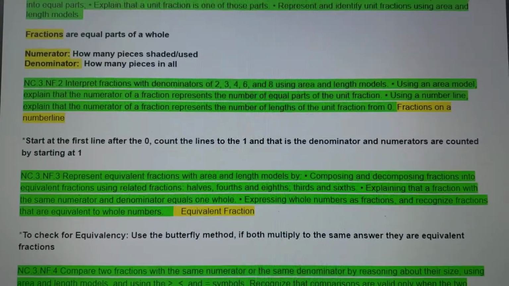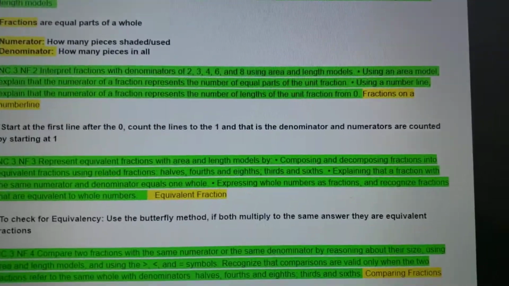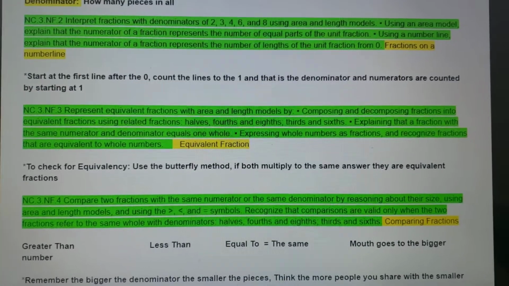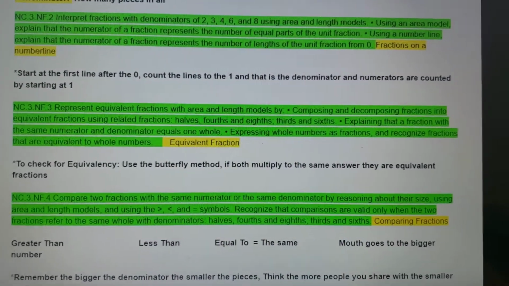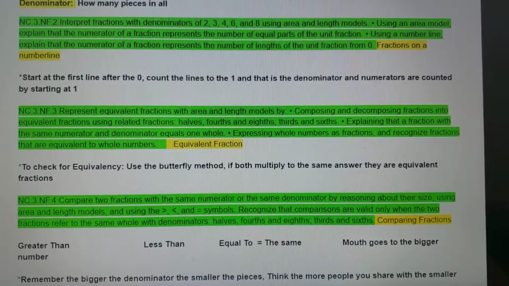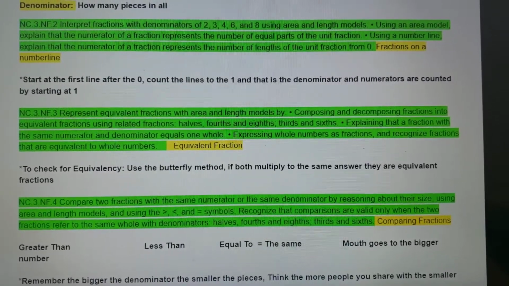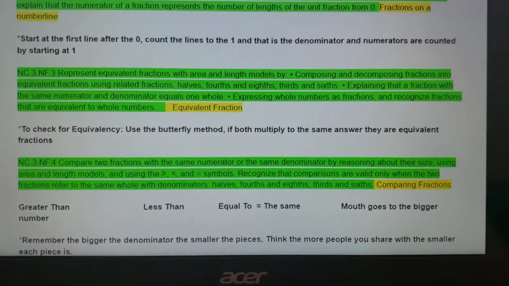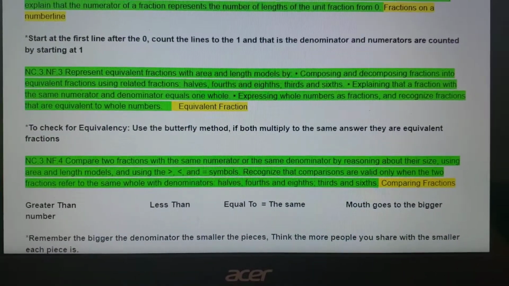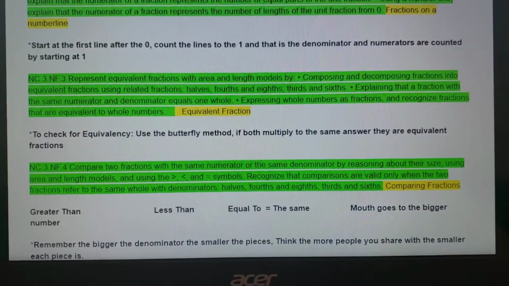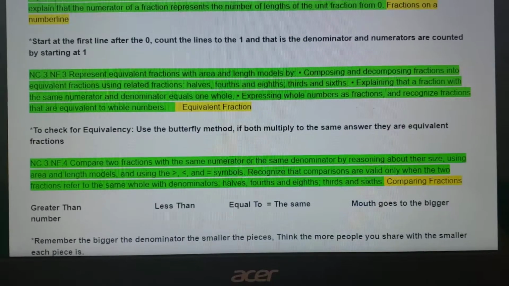And then they have equivalent fractions, and they're just checking to see if those fractions are equal. And when they do equivalent fractions, you're going to hear them refer to the butterfly method. And I did show an example of that butterfly method in another video on equivalent fractions. And the last one is comparing fractions, and that is where they use the greater than, less than, and equal to symbol. I remind them that the mouth points to the bigger number.